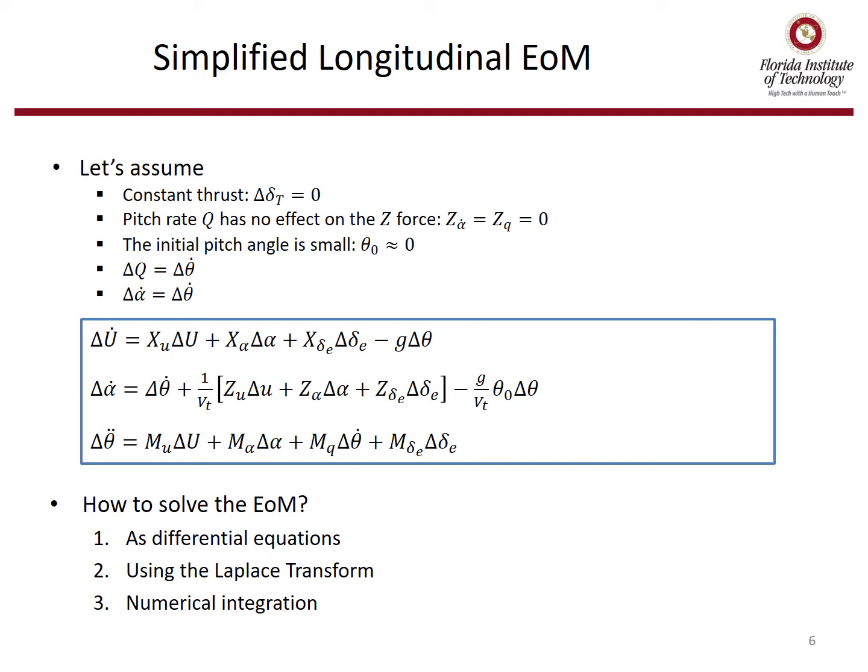The initial pitch angle we can assume to be small, so that our initial theta is about 0, and that the change in pitch rate is equal to the change in theta dot. Also, the change in alpha dot, or rate of angle of attack change, is also equal to the change in theta dot. So when we make these assumptions, the longitudinal equations of motion are simplified and shown in the blue box.